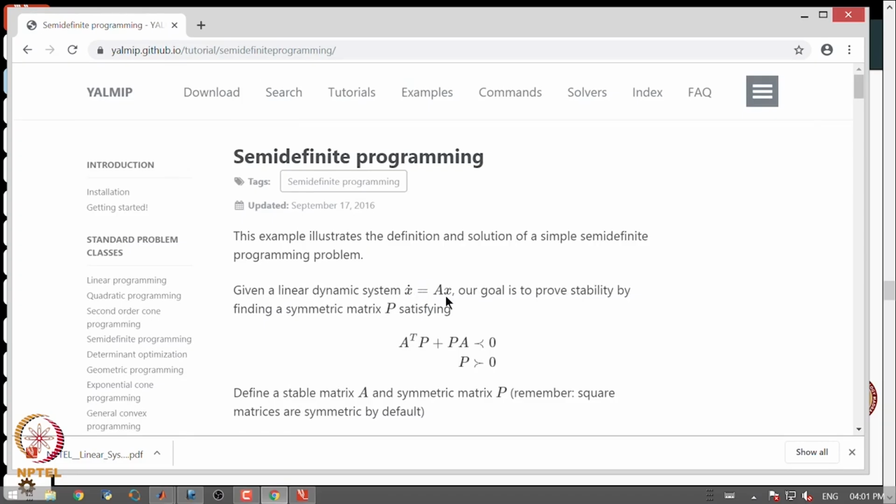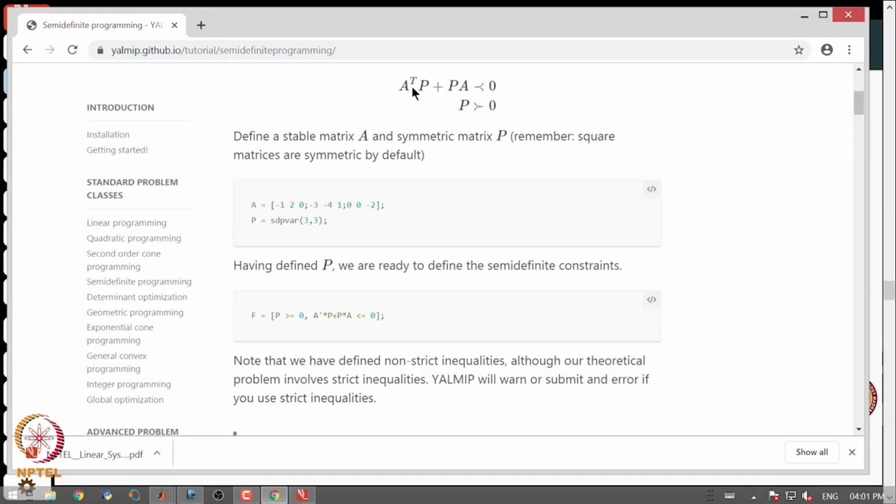I have a linear dynamical system x dot equal to Ax, and the Lyapunov condition says that I need to solve for A transpose P plus PA less than 0, with P a symmetric matrix greater than 0, and so on. How do you define this? A you can just write in the standard MATLAB way as defining a matrix. P is called an SDP variable, I am solving for P, so it will be sdpvar of dimension 3 cross 3. The LMI that I am really trying to solve is F. I write down these two constraints in the code, P greater than 0 and A transpose P plus PA less than or equal to 0.